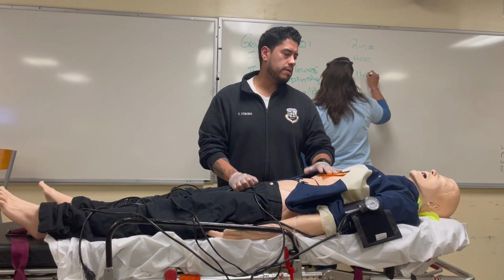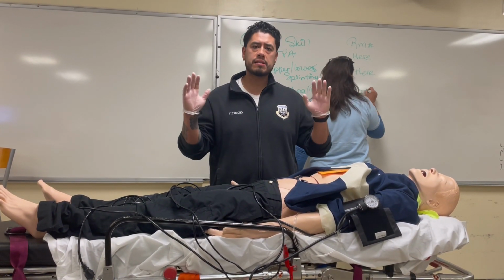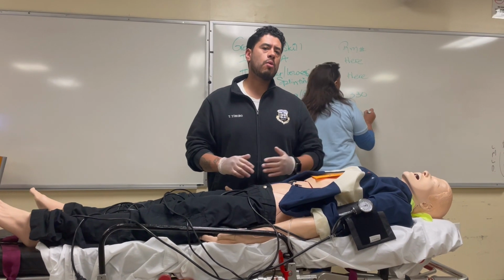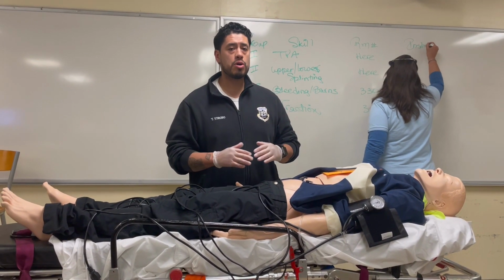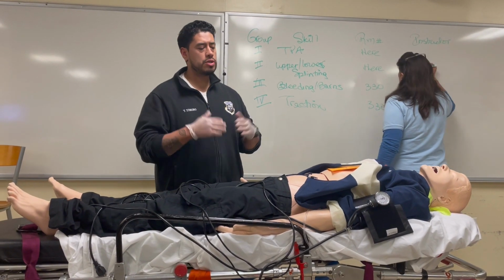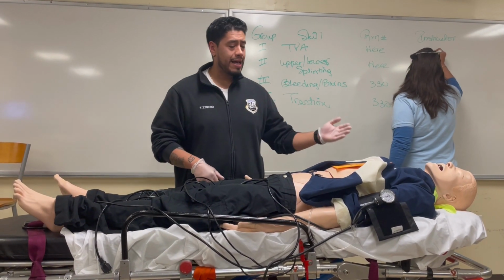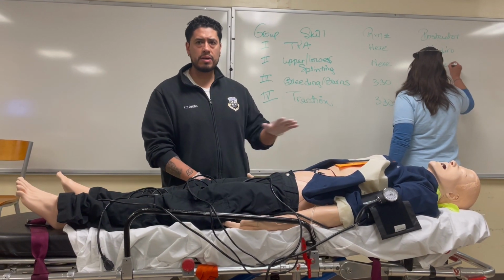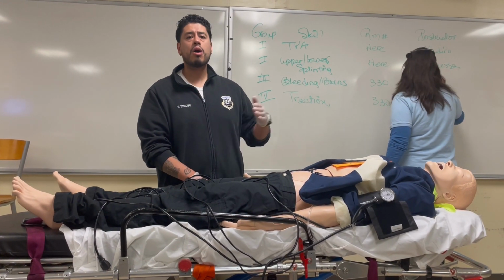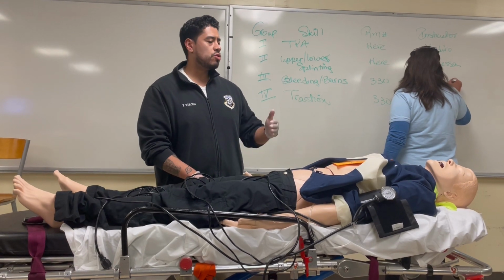The patient assessment pretty much starts like every other skill: BSI, scene safety, MOI, NOI, number of patients, need for additional resources, and C-spine precaution. As you approach the patient, you're forming your general impression. I see a mannequin laying on a stretcher supine, right? Obviously, at this time, we're going to be looking for any obvious life threats. Are there any? All right, then you approach your patient.